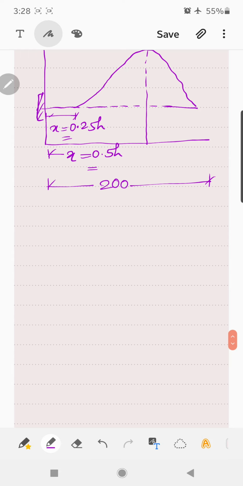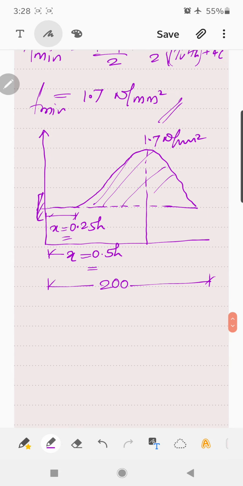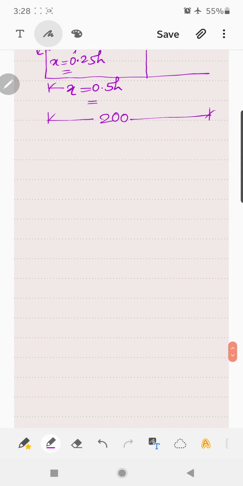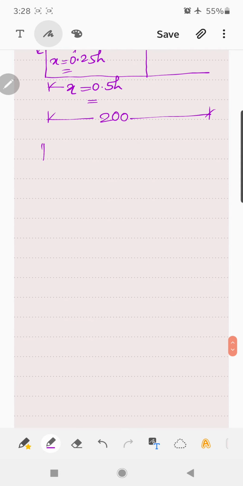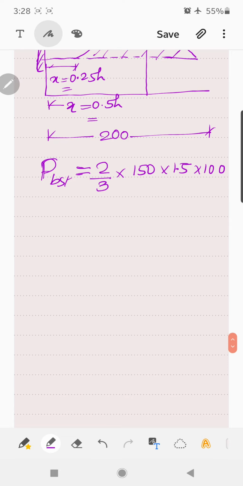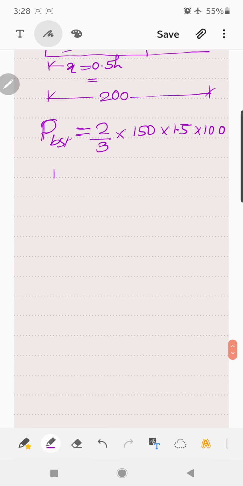Now if you calculate the area of this parabola, you will get the bursting tension force PBST is equal to 2/3 of the rectangular area, 150 into 1.7 into width. So PBST will be 17 kilonewton. This is the bursting tension force.